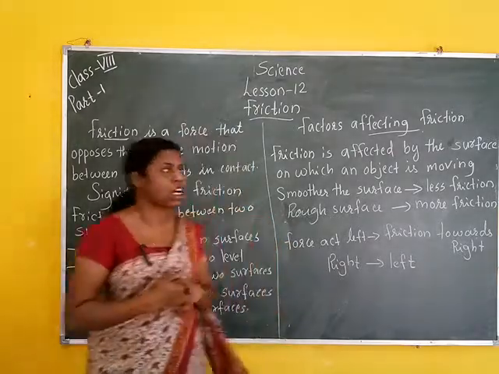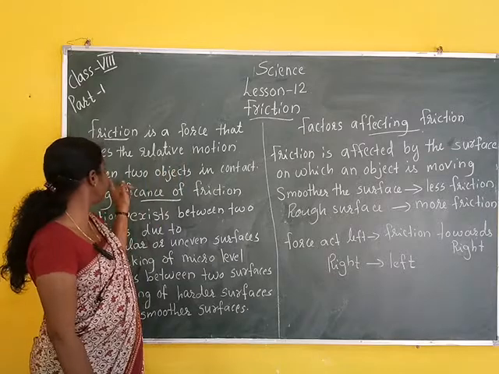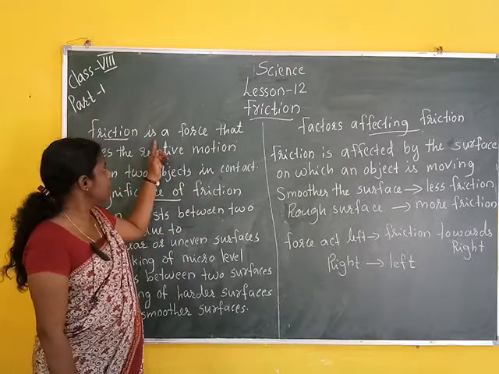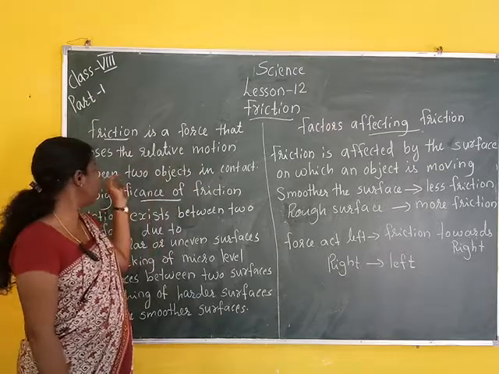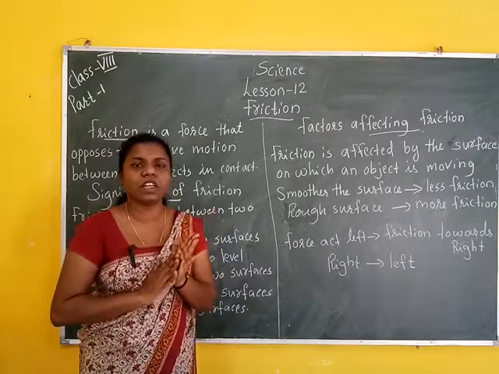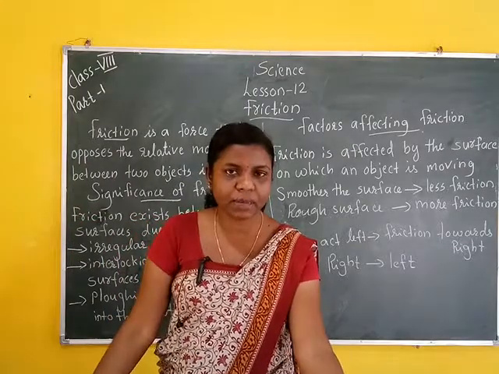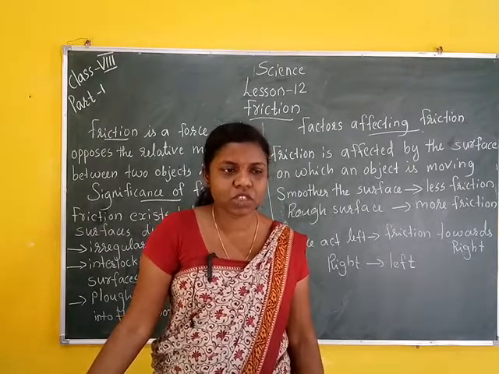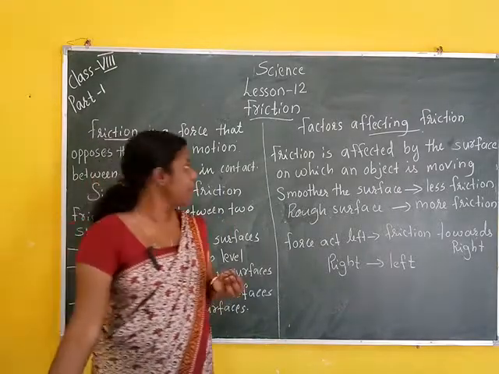What is friction? Friction is a force that opposes the relative motion between two objects in contact. That means friction involves contact between two objects. Example, the contact between the book and the table. Or when I walk on the road, the contact between my shoes and the road. These are examples of friction.